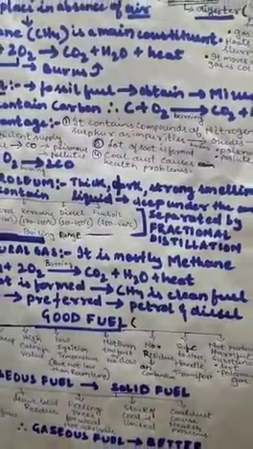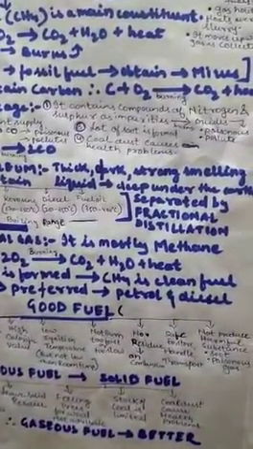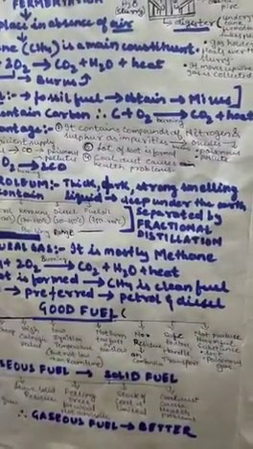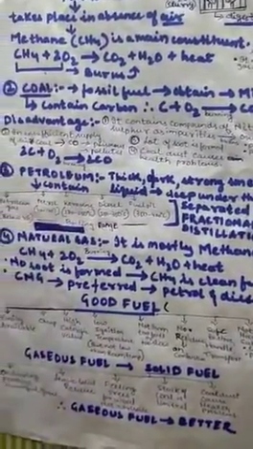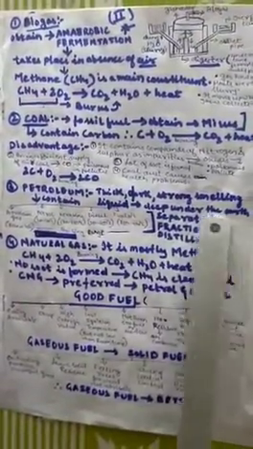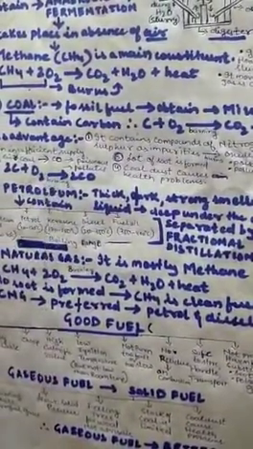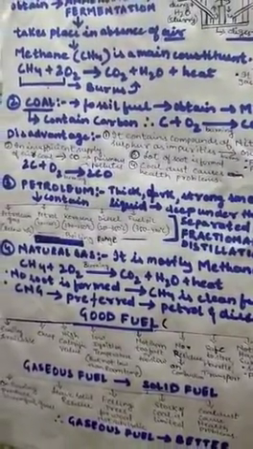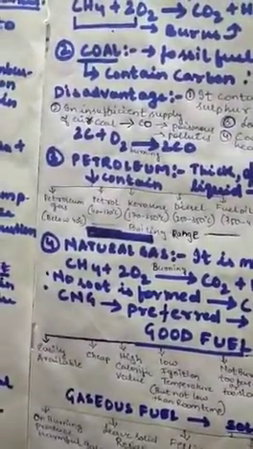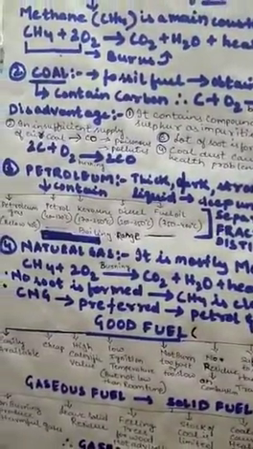Which is produced very deep under the earth. To separate the fuels, we need the process called fractional distillation. Students, petroleum contains various types of substances. There are 5 substances which can be separated by fractional distillation. Now we will see what are the substances produced here.